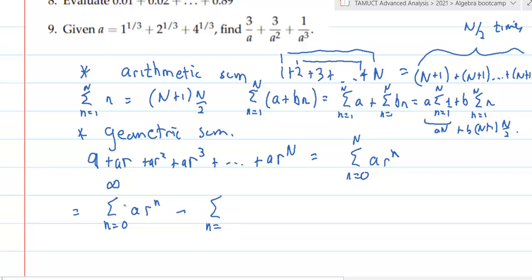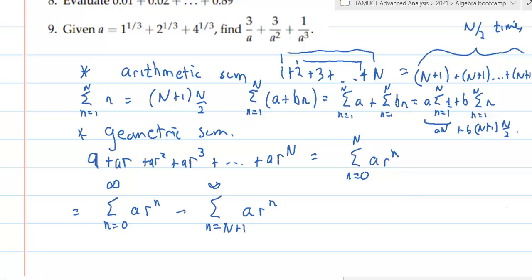So if I take all the terms from 0 to infinity, I'm including more terms than these. I'm also including the terms with r to the N plus 1, r to the N plus 2, and so on. So I have to subtract this out. Okay, and then this would be ar to the n, like this, right?